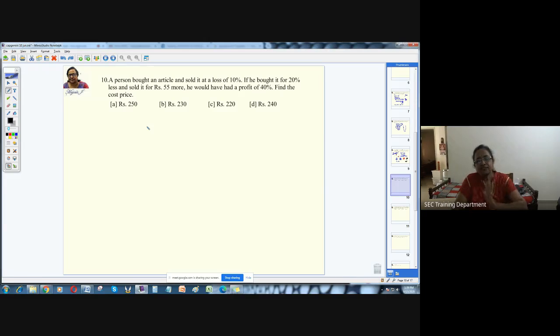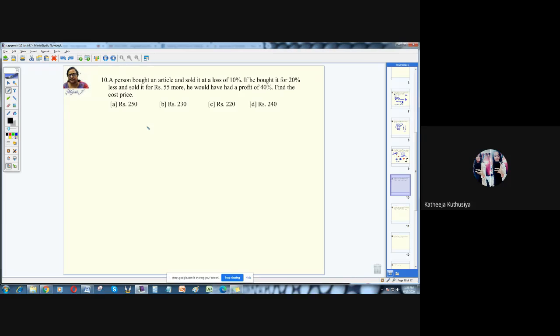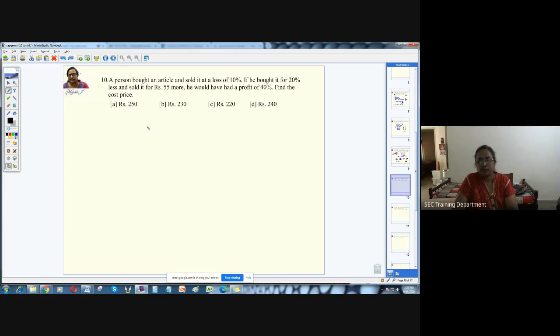Whatever amount is also correct. The amount of the article. What do you mean by amount? Selling price, cost price. Have you done this class before? Profit and loss?